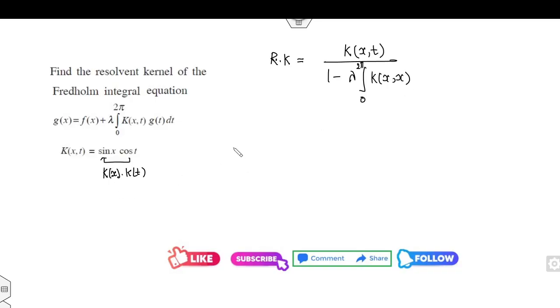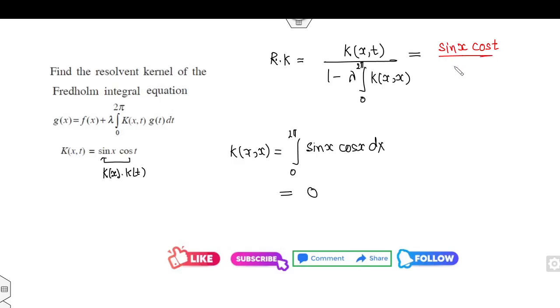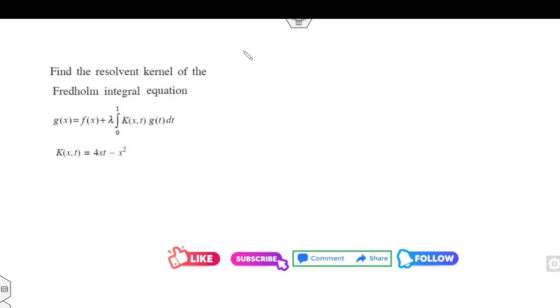Fine. So can you find the value of the k(x,x)? From 0 to 2 pi sin x cos x, fine, and by using the orthogonal property this is my 0. So if you fill it in here, that will be my sin x into cos of t and this is 1 minus 0. So the resolvent kernel is only the same function, that is sin x cos t, is the resolvent kernel, fine.